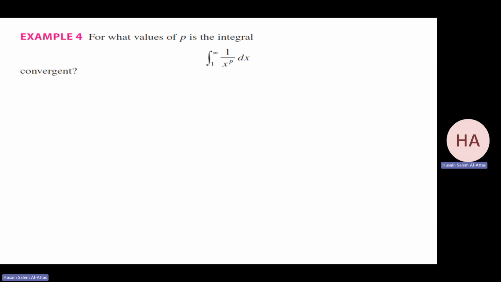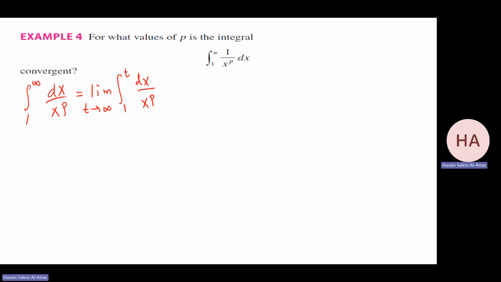Okay, let me do more problems. For what values of p is the integral convergent? Okay, let us do the calculation. Let me first write the problem: the integral from 1 to infinity of dx over x to the power p. That will be the limit as t goes to infinity of the integral from 1 to t of dx over x to the power p.